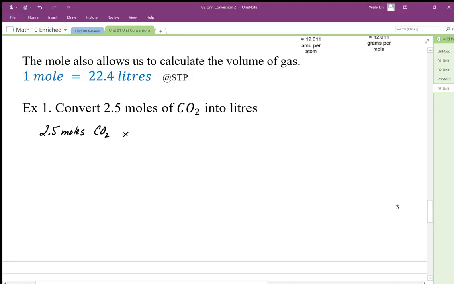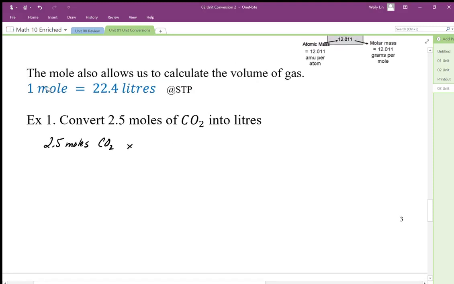And then I'm going to have to use my conversion factor. 1 mole of CO2 is going to be 22.4 liters. Okay, so then I need to get rid of the moles of CO2, so I need to put that on the bottom. And that's equivalent to 22.4 liters of CO2. Okay, so the moles of CO2 cancel out.